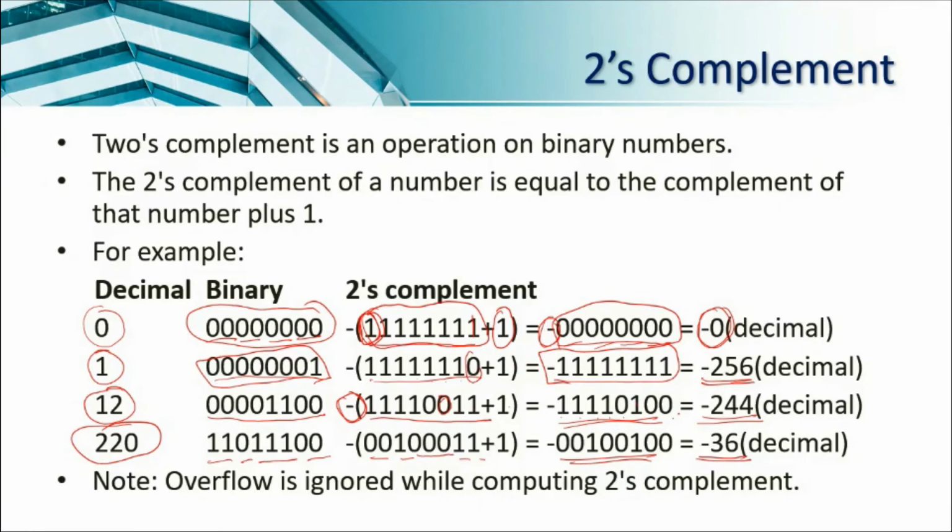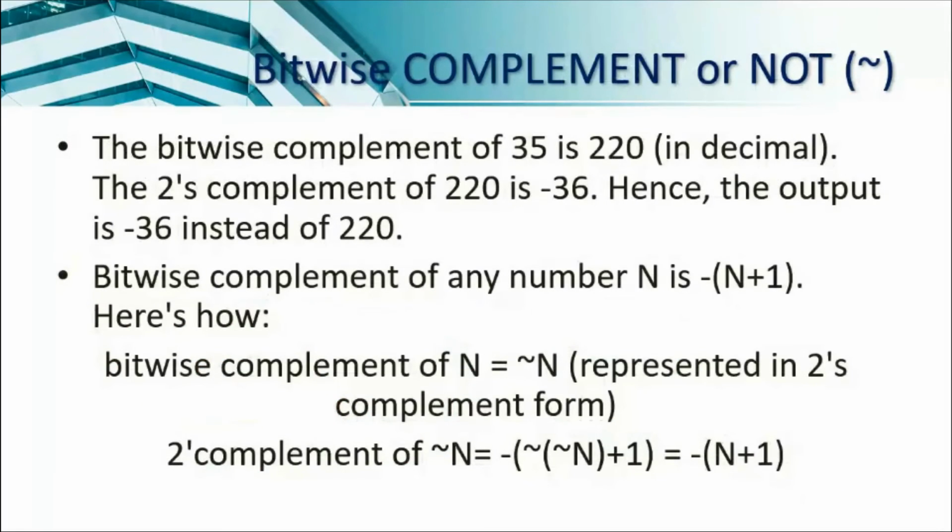That is, we are taking the complement of the binary equivalent of that particular number. Then we are adding a 1 and then we are putting a minus symbol also. So that is how it is being done. Then the bitwise complement of 35 is 220, that we have already found out. But the 2's complement of 220 is minus 36. That is how the output is minus 36 instead of 220.